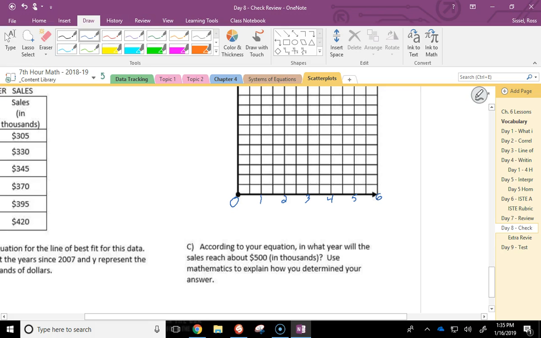Okay? What's the biggest thing? After I put my scale on here, what do I have to make sure I do? Label. What is this? Years. Okay. If you wrote 2007, 2008, you would just label it as years. My label has to be a little bit different.